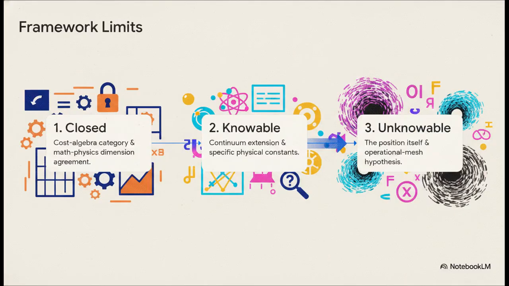The author elegantly maps all of this out for us into 3 very clear buckets. Step 1, what is closed? Things like the cost algebra category and math physics dimension agreement, those are formally locked in. Step 2, what is open but knowable? These are things like specific physical constants that the framework can eventually compute. And step 3, what is structurally unknowable? The infinite position itself. Now, even if the math here sounds a bit dense, the core takeaway is beautiful. The framework gives us the exact shape of the void, but explicitly denies us the content.